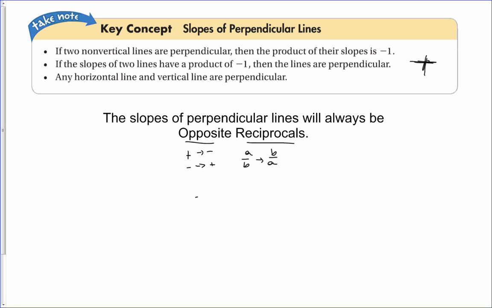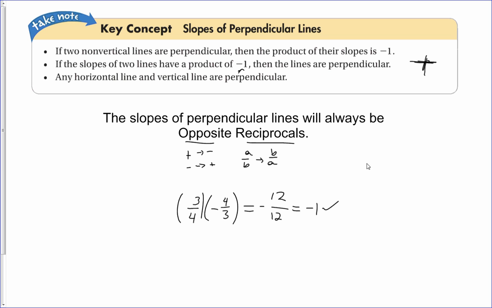So say you had a line with a slope of 3/4. The perpendicular line would be opposite, so this is positive, so it would be negative. And then reciprocal, you'd flip it upside down, 4 over 3. All right, now this -1 thing they're talking about, if you were to multiply this together, 3 times 4 is 12, and of course this is negative. 4 times 3 is 12. 12 over 12 is 1, so -1. Easy way to check it. Multiply them together, make sure you get a -1. But they will always be opposite reciprocals.